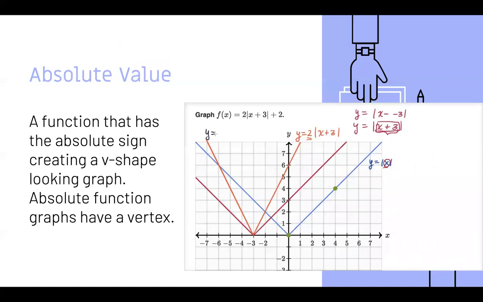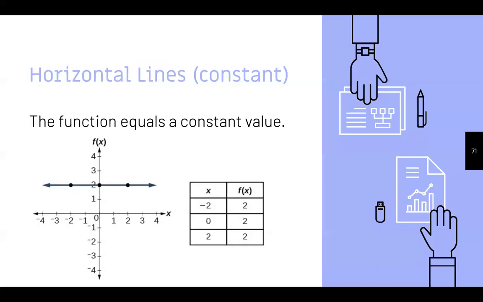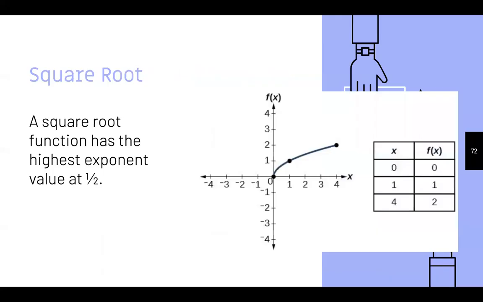Absolute value: an absolute value function has a sign creating a V-shaped looking graph. Absolute value function graphs have a vertex, right? The blue one has that graph vertex at the origin, and you can see those V-shaped graphs. The horizontal lines are constant. The function equals a constant value. It's a straight horizontal line.